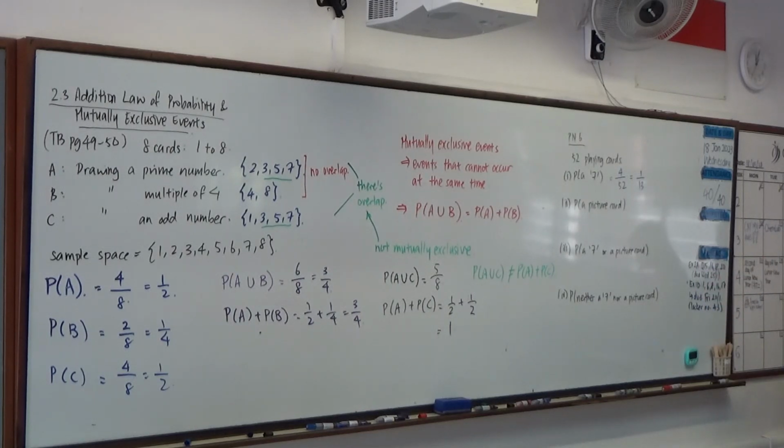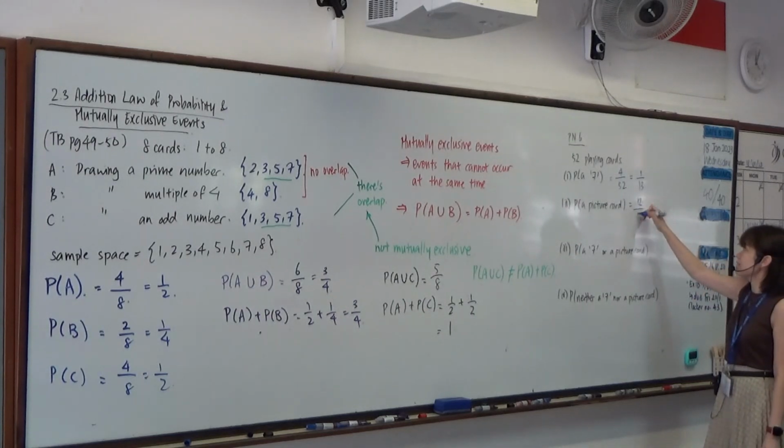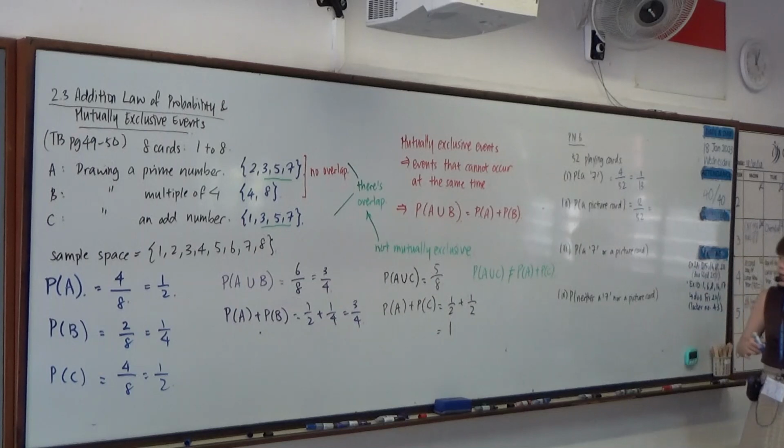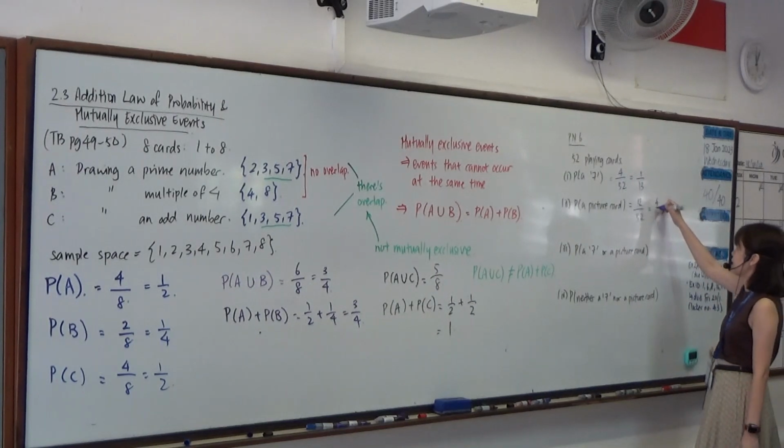What about the probability of a picture card? How many picture cards are there? Jokers don't count. 12. So we have Jack, Queen, King, in 4 different suits, so a total of 12 divided by 52. And that will be equal to 3 over 13 when simplified.